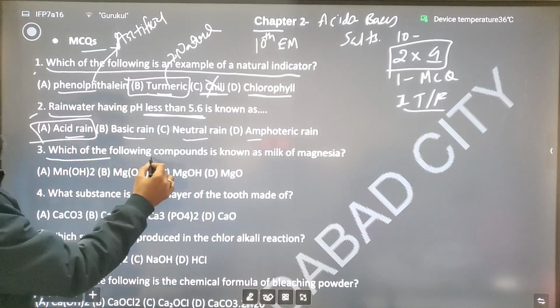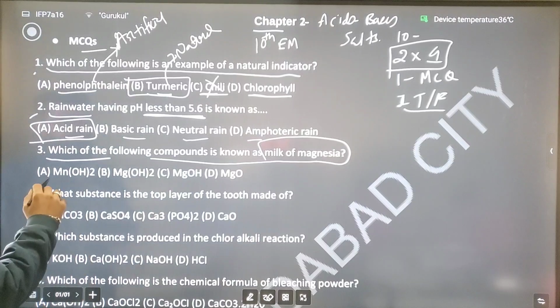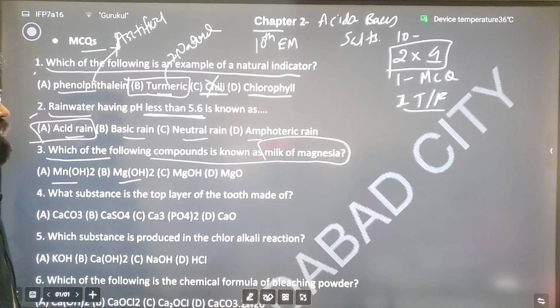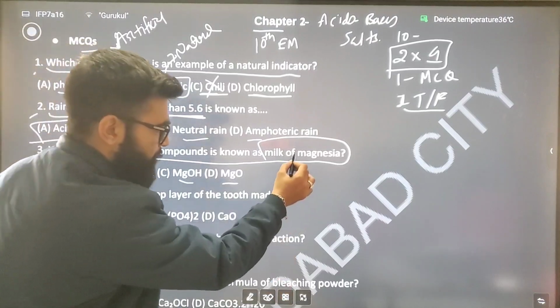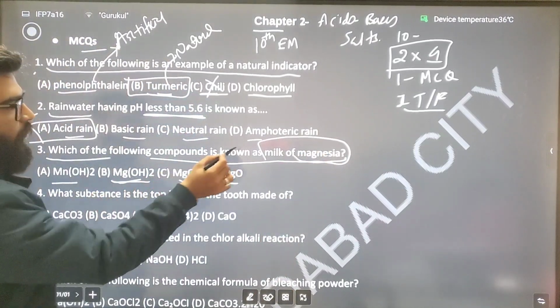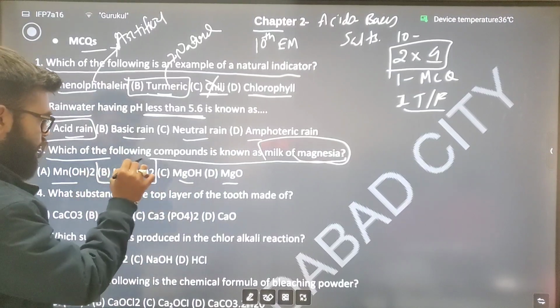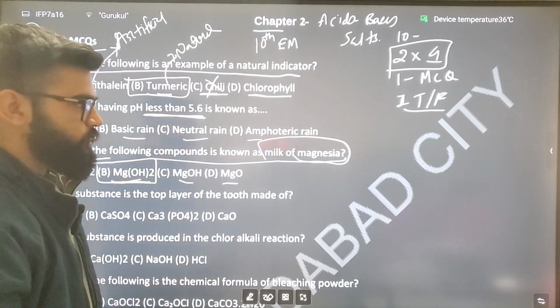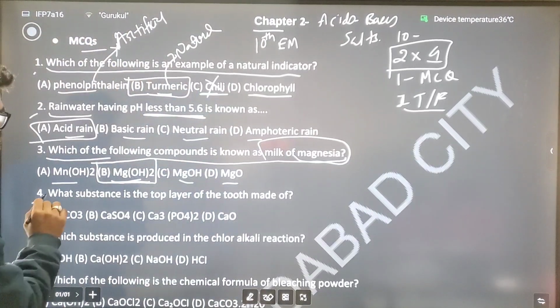Which of the following compounds is known as milk of magnesia? Mn(OH)2, Mg(OH)2, MgOH or Mg. The clear answer: magnesia means magnesium. So find the magnesium, Mg. Milk of magnesia means magnesium hydroxide. So the answer is Mg(OH)2. It is used as a base to neutralize the pH in your stomach.